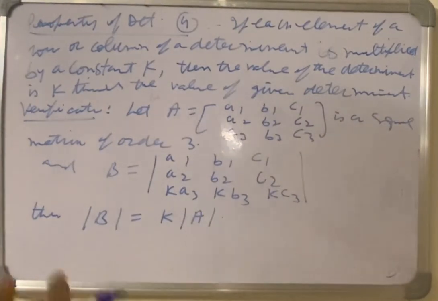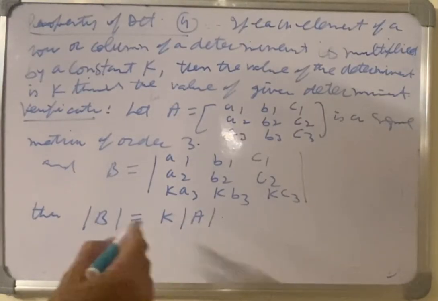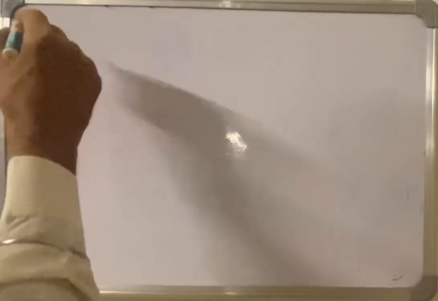As we have done in the first, second and third property, in the same way you will expand determinant B and determinant A, and you will check that this property is true. Then we take the next property, fifth property.